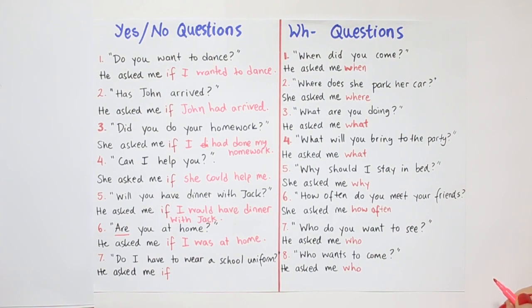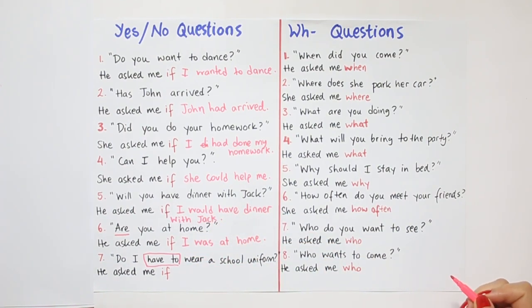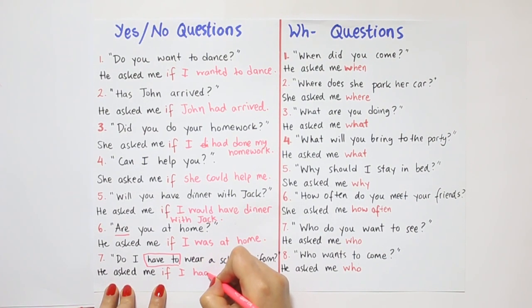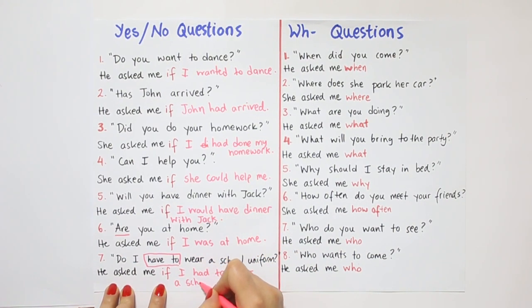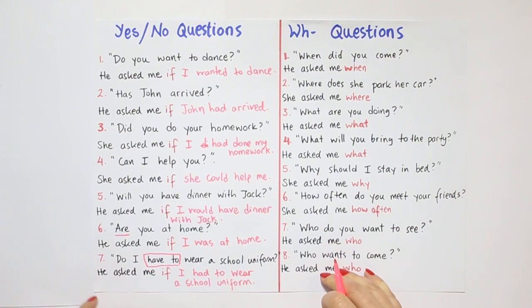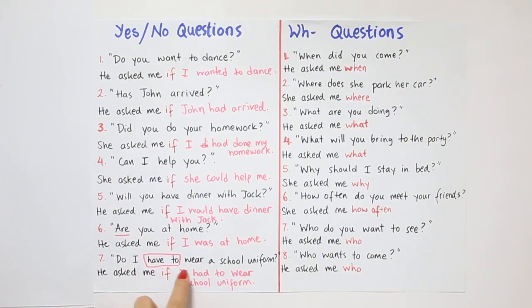Do I have to wear a school uniform? Do you remember how we change have to? It becomes had to. So we say, he asked me if I had to wear a school uniform. Alright, we have finished with yes/no questions. And now it is time to concentrate on WH questions. Alright? So here we kept if with all of them. But in this one, we're going to keep the WH word. Okay? These are already written.